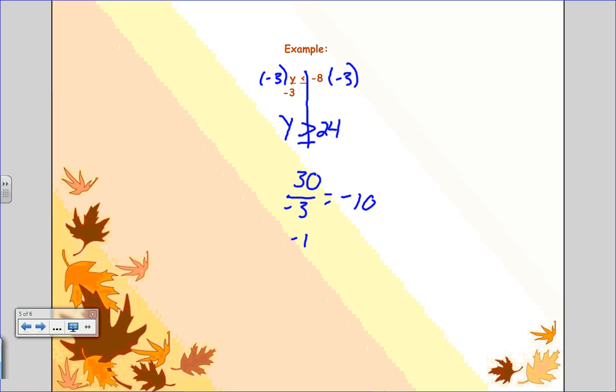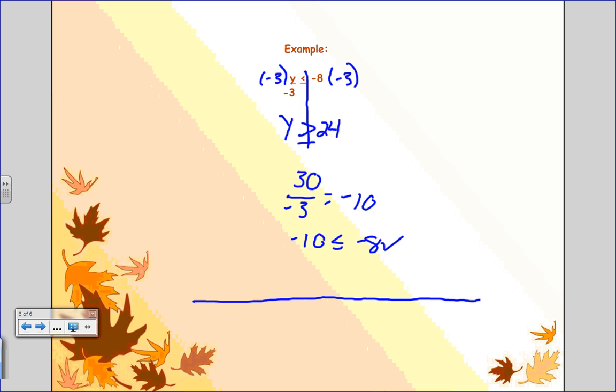So now I got to check. Is that answer less than or equal to -8? And yes, it is. Remember, less than -8 is further down in the negative. So yes, that is true. Okay? And again, you got to graph it.